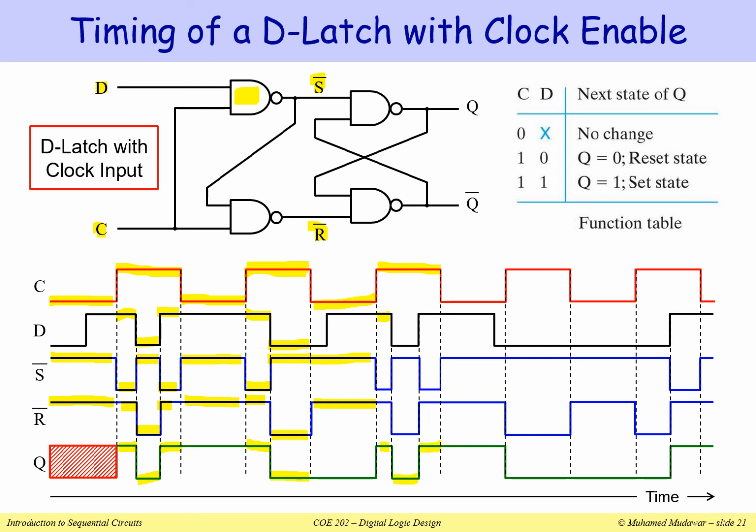On the other hand, when C is equal to 0, there is no change in the output Q. Q will be just the same value as the previous value of Q. As long as C is equal to 0, there is no change in Q, and Q will remain the same value. Once C changes to 1, the value of Q will be identical to the value of D. That's the D latch.